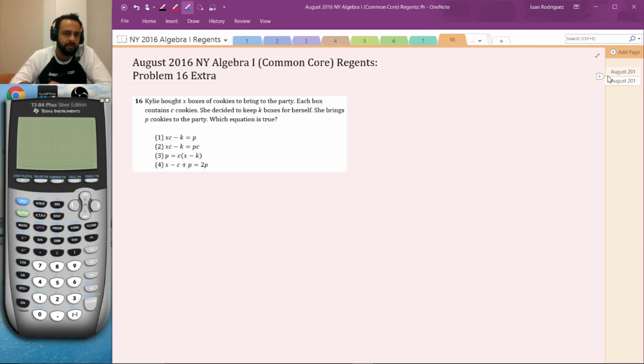There's a lot of equations that can be generated by these variables. One of the ways you can do this problem is by choosing numbers for these variables. So let's say she bought 10 boxes of cookies, and C, you can make a dozen again. C is 12. She decides to keep K boxes for herself. Let's say she keeps 3 boxes for herself, and then she brings P cookies to the party. Well, I'm sorry, that's an unknown number. You'd have to decide how many cookies she brought to the party, and then you could decide which equation gives you the right numbers. So that's another way to do it.